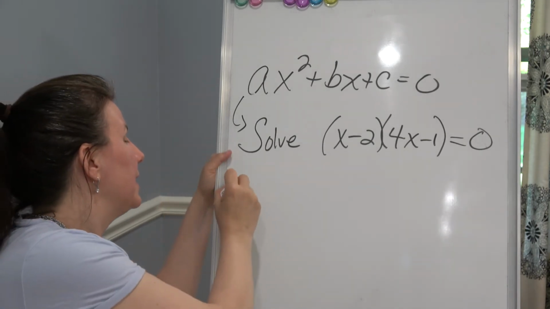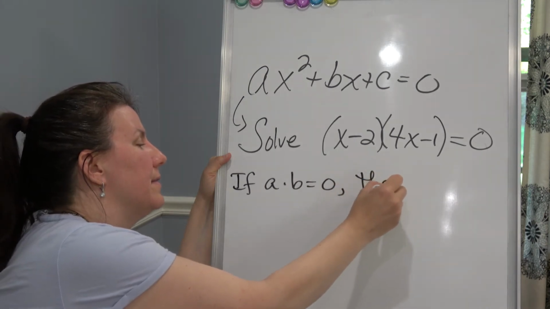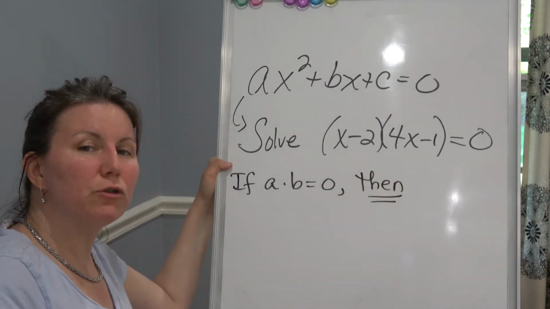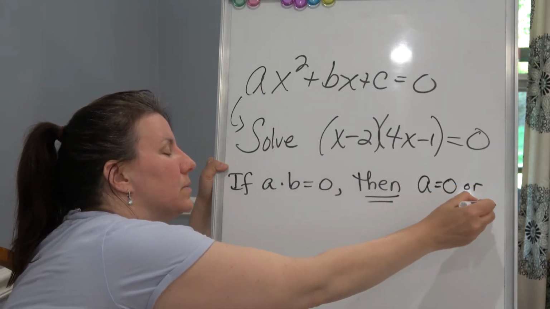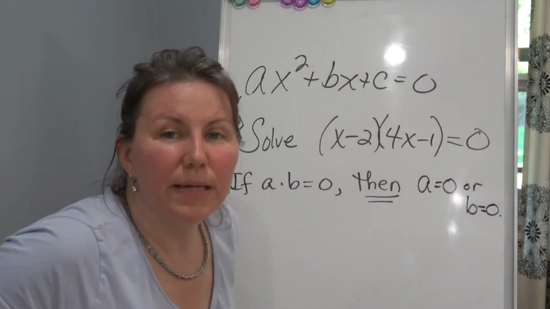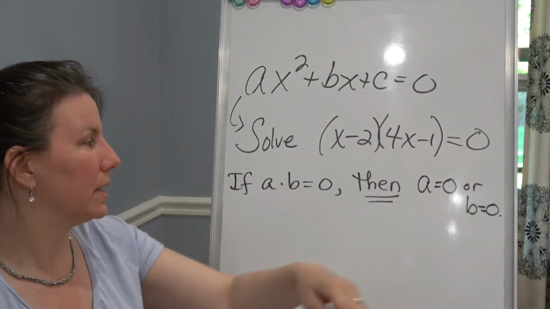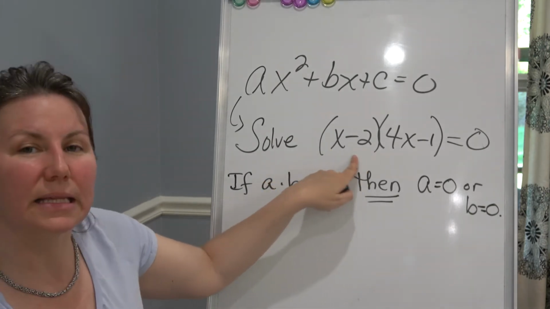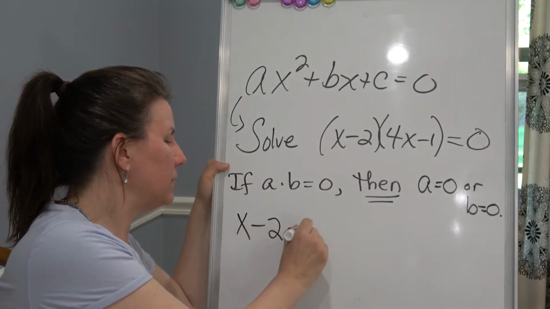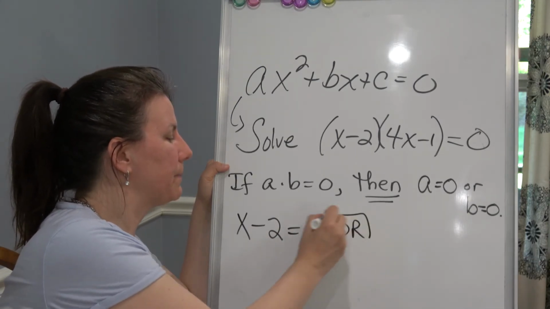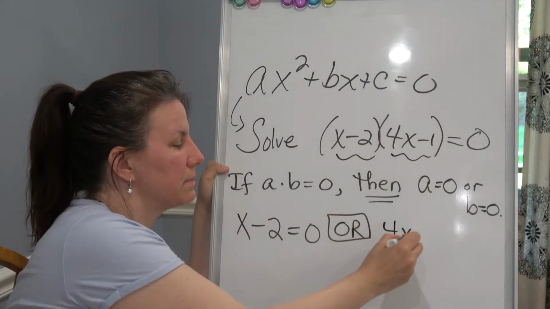And it says that if a times b equals 0, then one of two things has to be true. Either a has to equal 0 or b has to equal 0. And the a and the b can be bigger than just an a or a b. It could be 5x plus 2, 3y minus 7. So here, the a is like the x minus 2. So we can say, well here, either x minus 2 has to equal 0, or the b, which is this part here, 4x minus 1 equals 0.